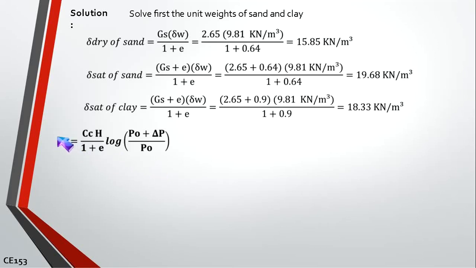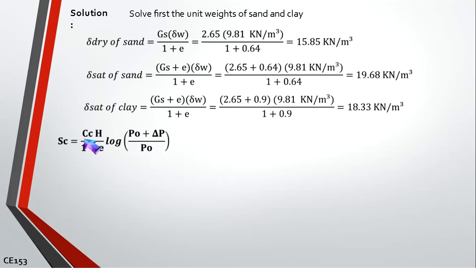So sa ating primary settlement equation, normally, equation na gagamitin natin. So Cc, may Cc na ba tayo? Wala pa. Yung H, meron na tayong H. Ano yung height nung clay? Yung H natin is 3 meters, yung height nung clay where the settlement will occur. So, ano din yung gagamitin nating e? Siyempre, yung e nung ating clay, since doon mangyayari yung ating settlement. Yung e natin is yung void ratio ng clay, log of the effective pressure plus the additional pressure over the effective pressure.